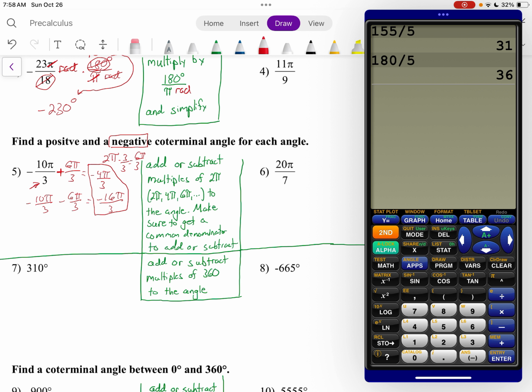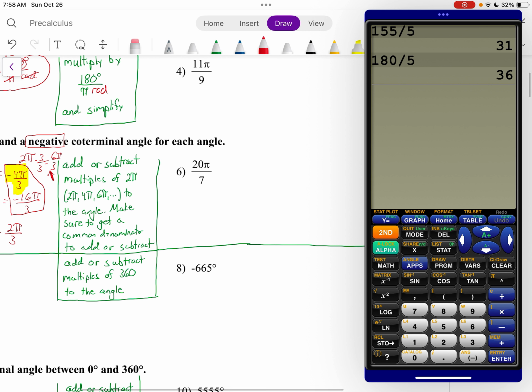And then positive, what I would probably do, once I found this answer of negative 4 pi over 3, I would add 6 pi over 3 to that again. So we have negative 4 pi over 3, add 2 pi, or the form we would like is 6 pi over 3, which gives us 2 pi over 3. And so there is a positive coterminal angle.